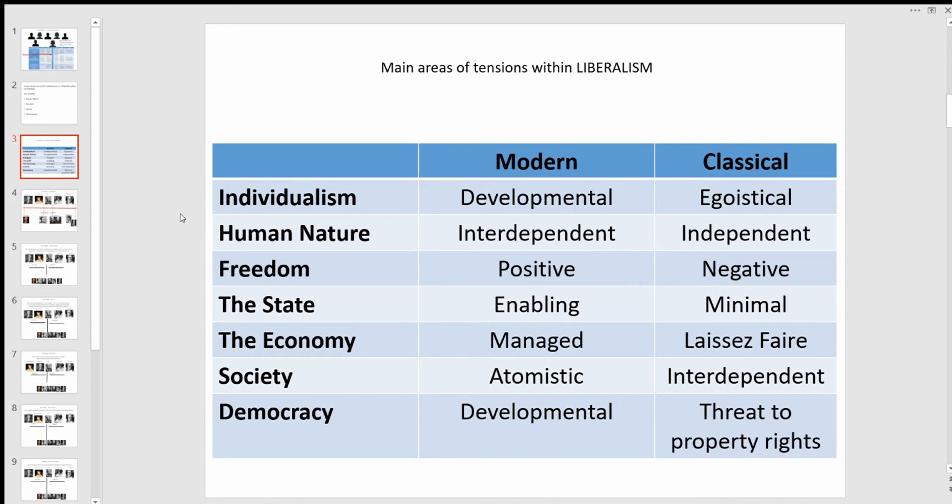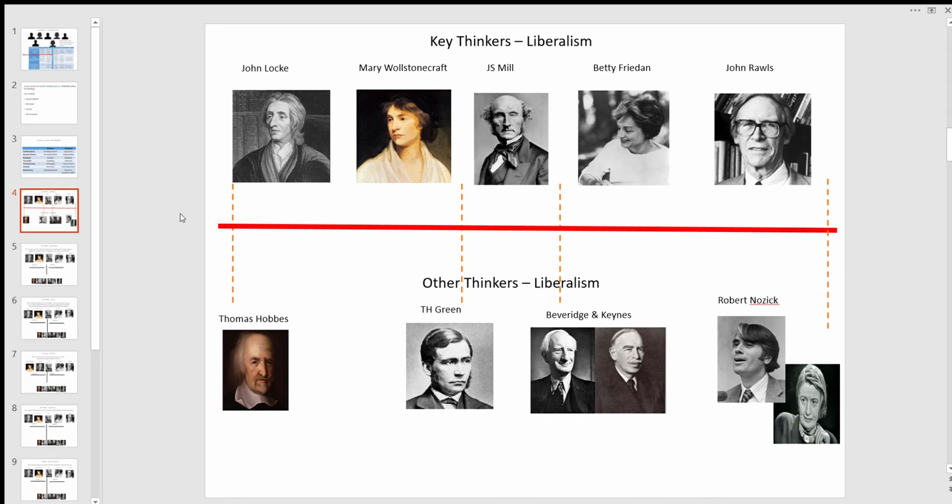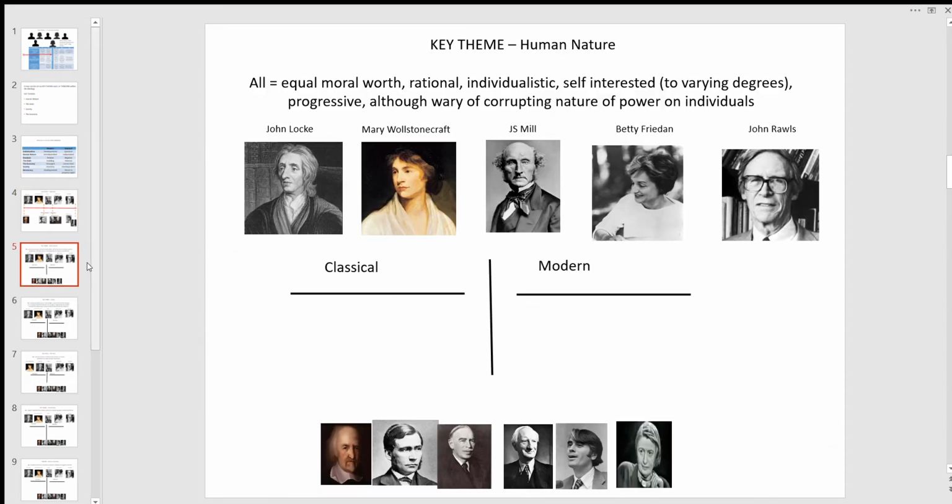Okay, so our key thinkers in liberalism then: Locke, Wollstonecraft, Mill, Friedan, and Rawls, and then the other ones we mentioned at the bottom, again, which don't count for the assessment criteria. Okay, so the first core theme, human nature.